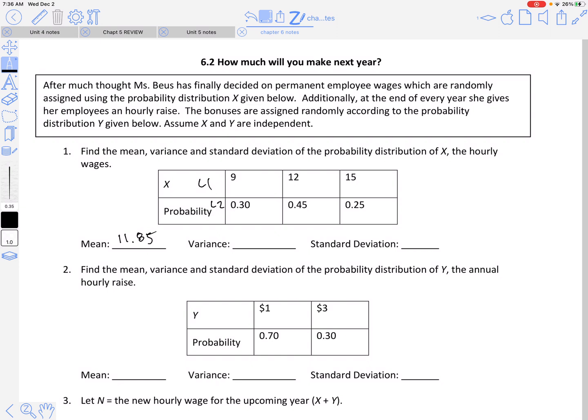$11.85. Variance, if you remember, is standard deviation squared. When you're calculating the standard deviation, we're finding the distance from the mean squared, and variance is that before you take the square root. You can find it by just squaring your standard deviation. The calculator gave me a standard deviation of 2.22, so I squared that and got 4.93. So this is the standard deviation squared, meaning it is the sum of the distance from the mean squared.